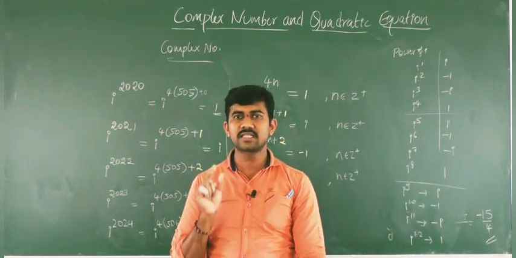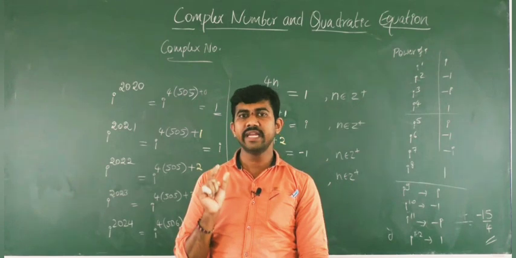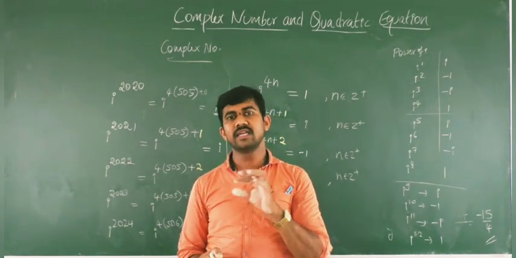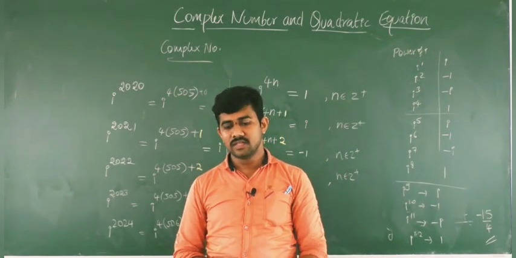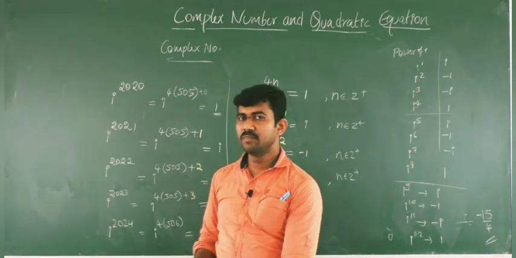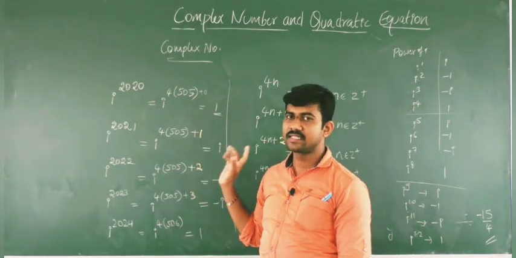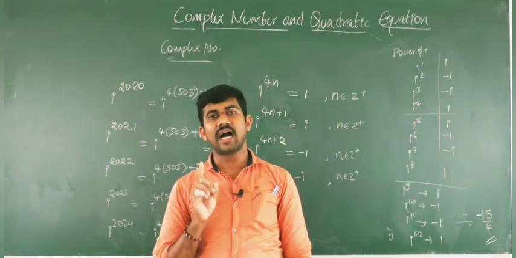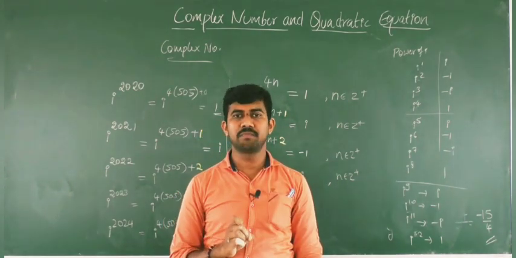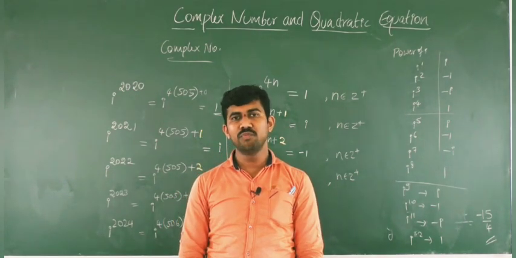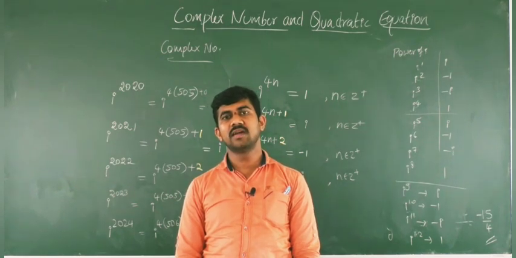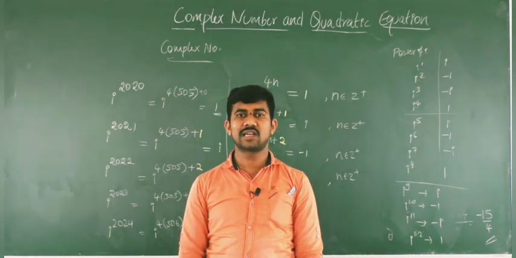So if they ask the value of any power of iota, we can find it like this very easily. In the next class we will solve some more problems on the same, and then we will study the algebra of complex numbers. I hope you understood today's session. We will continue in the next class.